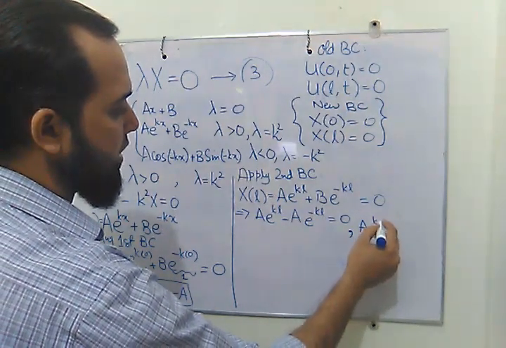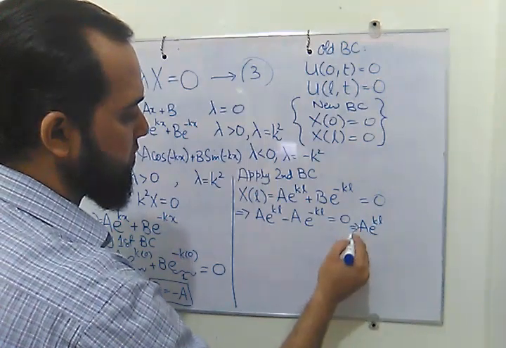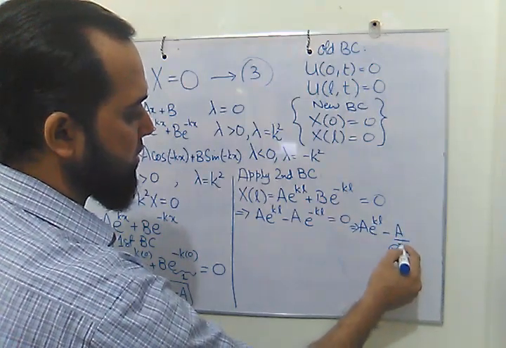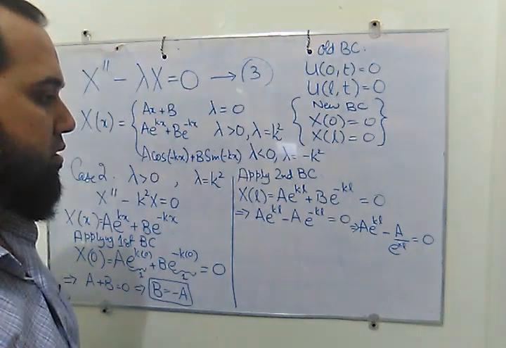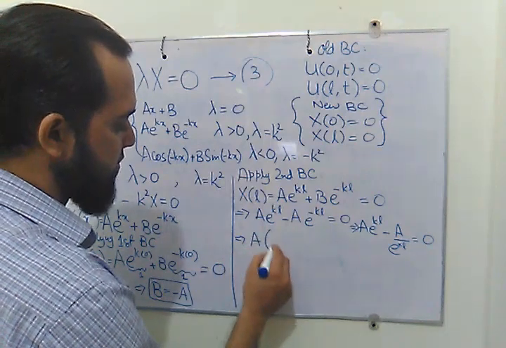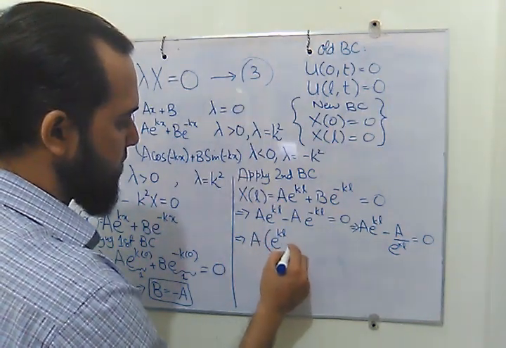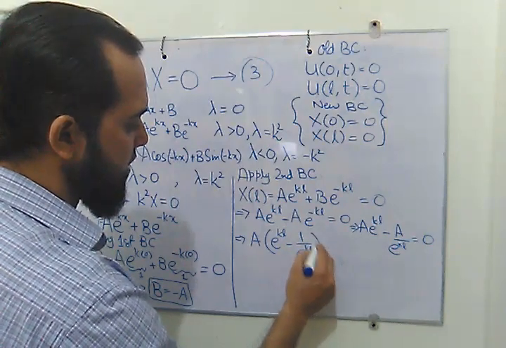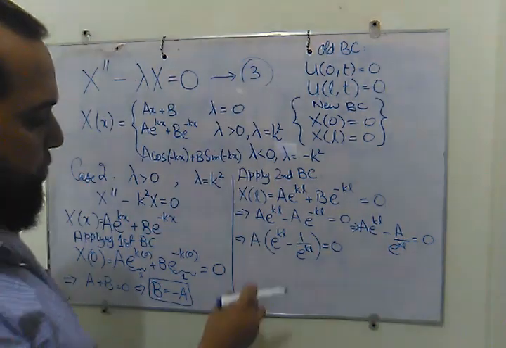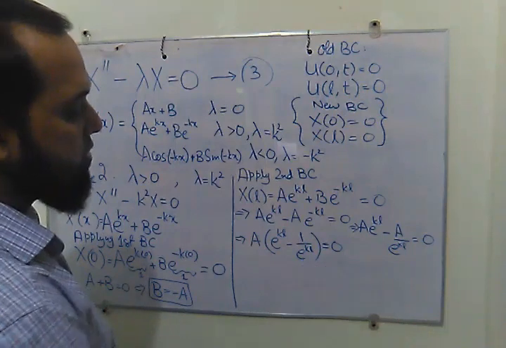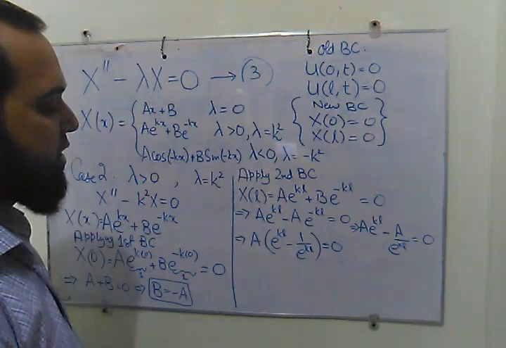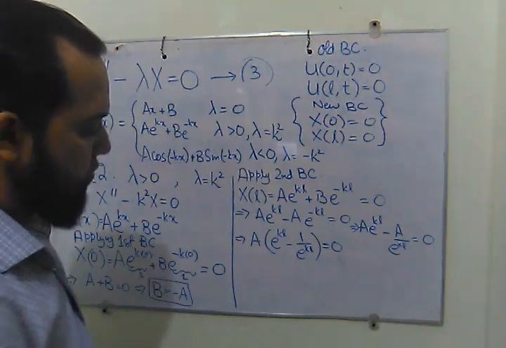a e^(kL) minus a upon e^(kL) is equal to 0. If we take a common from here, we have a times (e^(kL) minus 1 upon e^(kL)) equal to 0. Here we have the situation that the product of two members is equal to 0. One is the bracket term, the other member is a.